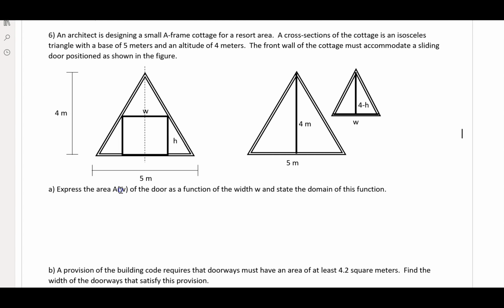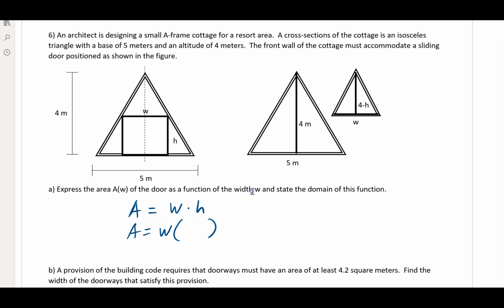So they want us to express the area A of the door as a function of the width W. So we need to make some formula for this door. We know the area of a door would be width times height, because that is how it's labeled. That's the width and that's the height. Now we need this to be a function of the width. So A equals W times something that has W.